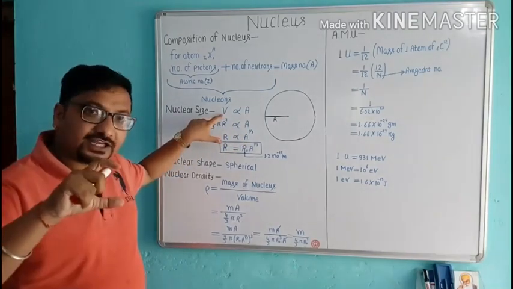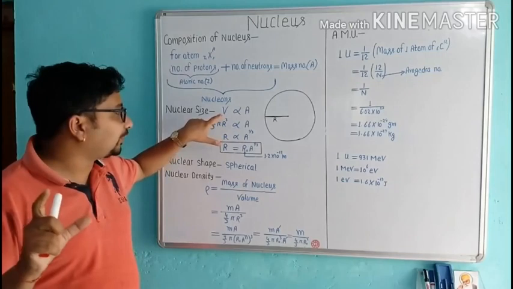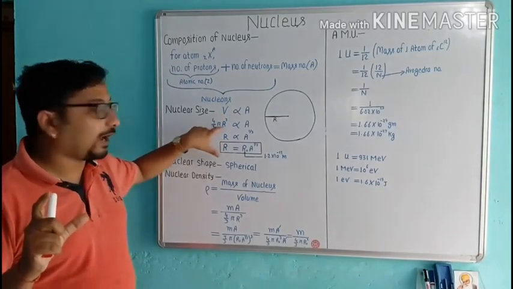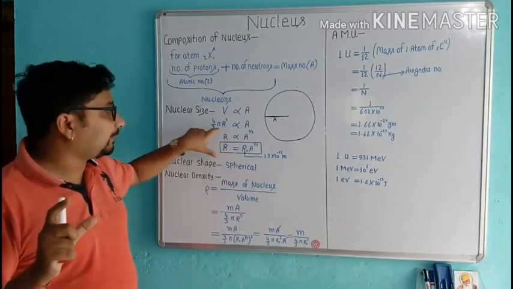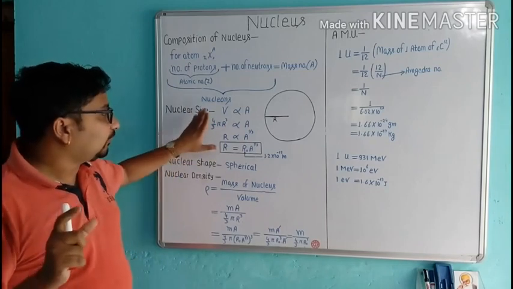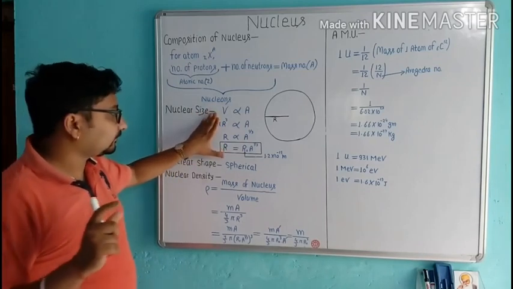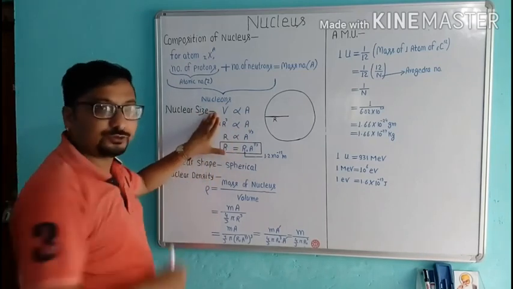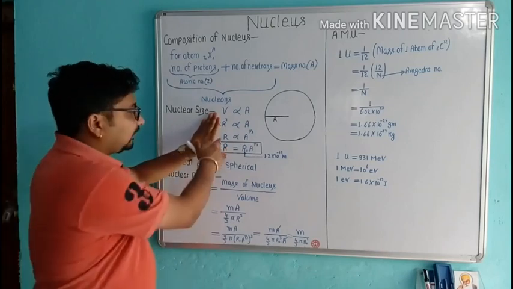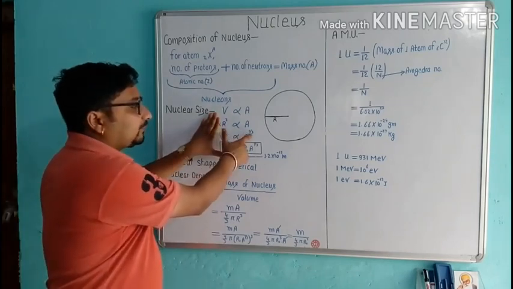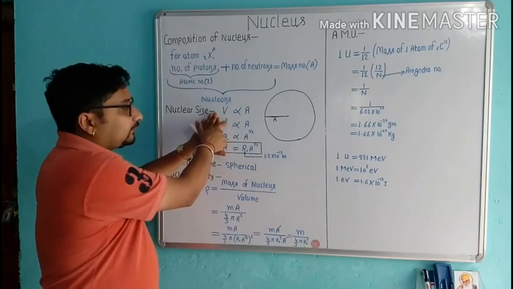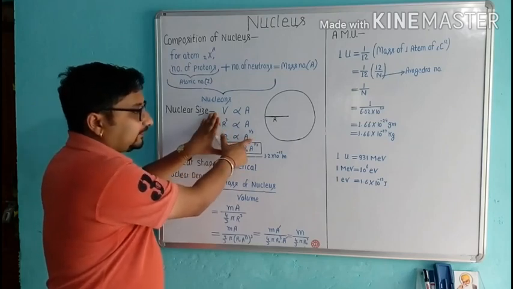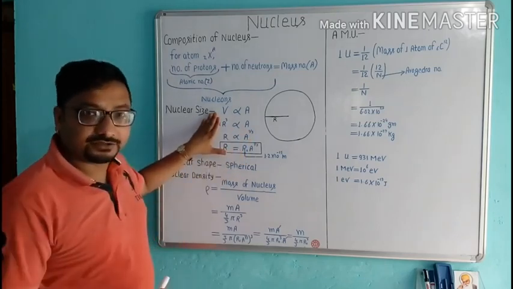Now, the nucleus is spherical in shape, so its volume will be 4 by 3 pi r cube. 4 by 3 pi r cube is directly proportional to A. 4 by 3 pi is a constant term, that means r cube is directly proportional to A. Then r is directly proportional to A to the power 1 by 3. This power, when it goes to the right side, becomes 1 by 3.